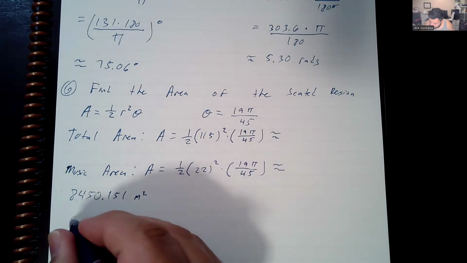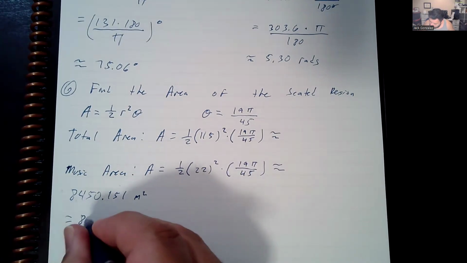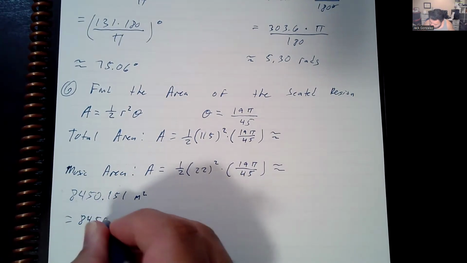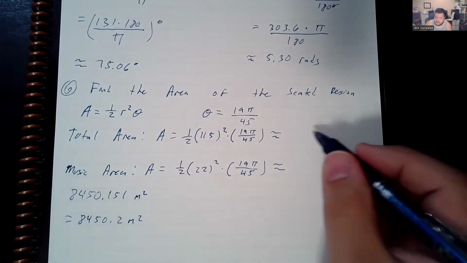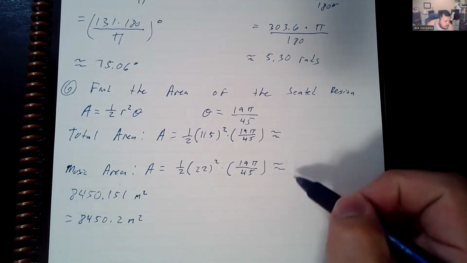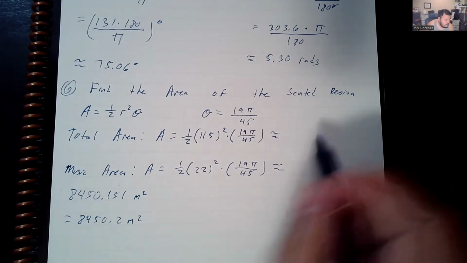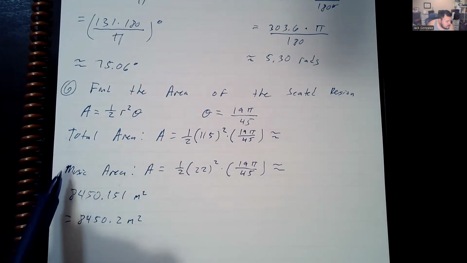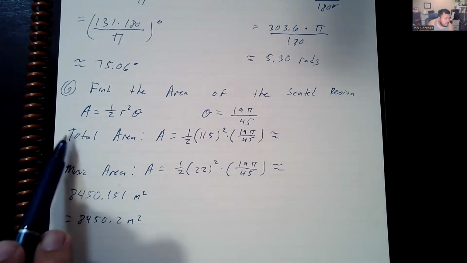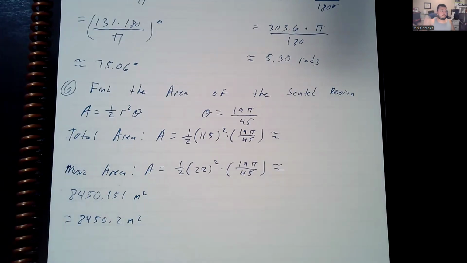Or round 8450.2. So that's all you gotta do. Fine, I don't have my calculator on me, so just find this number and that number, subtract them. Because you only want the seating area. So this is the whole entire section. This is where they're playing music, so take this one out of it. That's all.